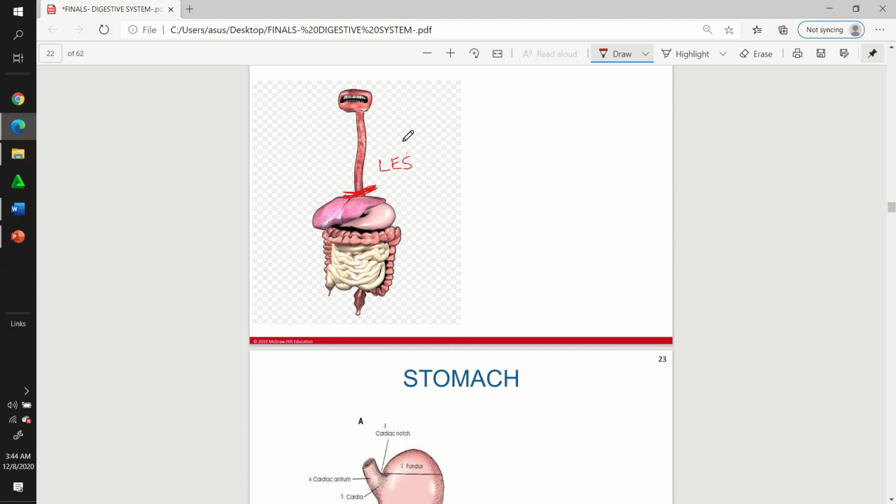Okay, what is your LES again, class? That is your lower esophageal sphincter. Take note, guys, when this loses too much, magkakaroon po yan ng tinatawag nating gastric reflux. Naririnig nyo yan, you commonly heard that one. When this sphincter loses too much, it will lead to a gastric reflux.